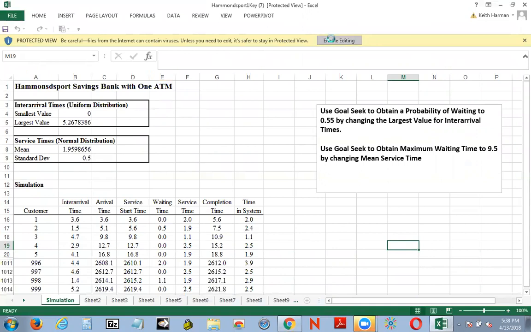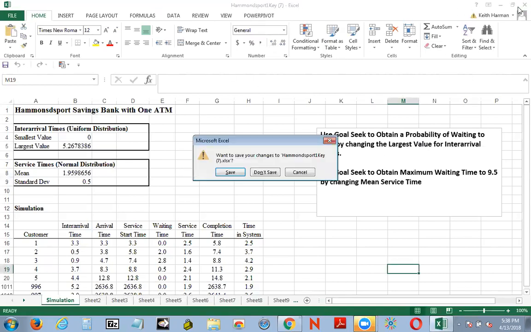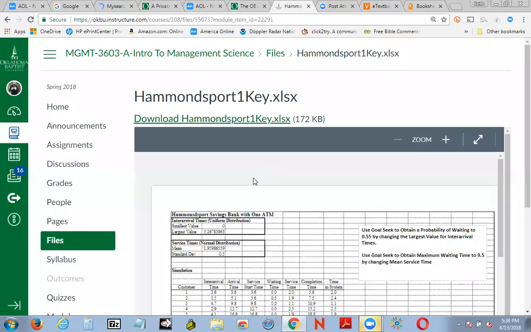And I'm going to enable the editing on it, excuse me. And here we're going to see, I'd ask you to use goal seek to obtain a probability of waiting of 0.55 by using the largest value for inter-arrival times, and then to use goal seek to obtain the maximum waiting time. Okay, and that's what we had gotten done there when we looked at that key, and we won't save it. Okay, so we'll go back now.